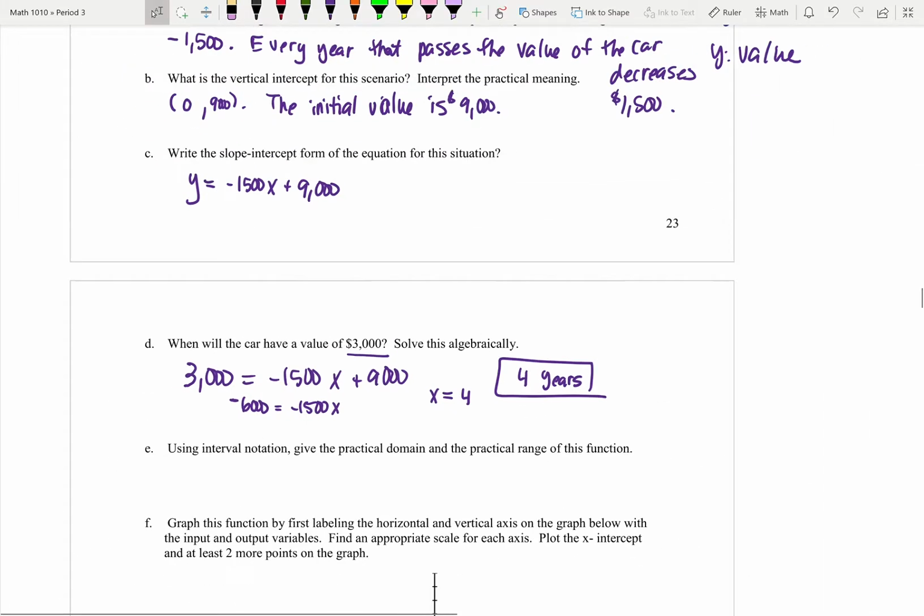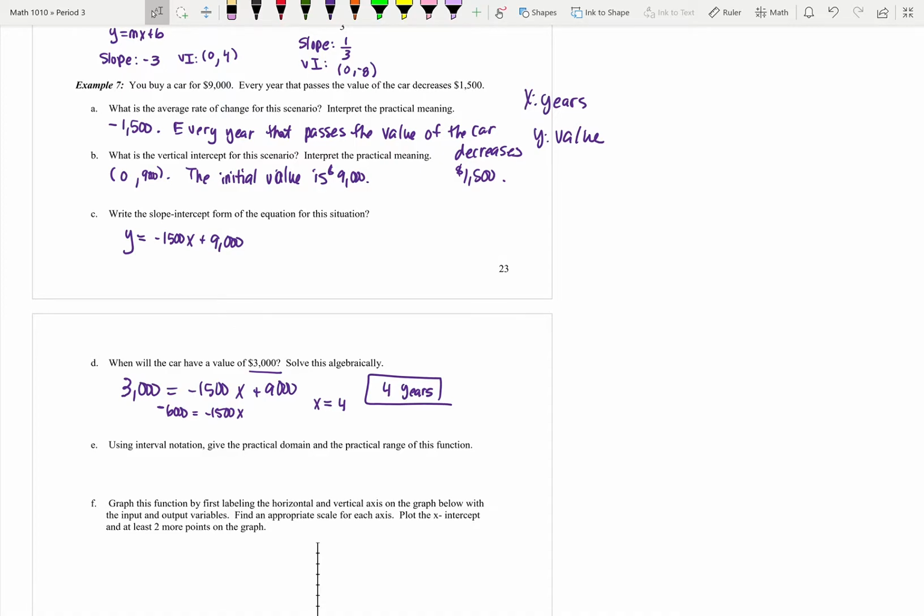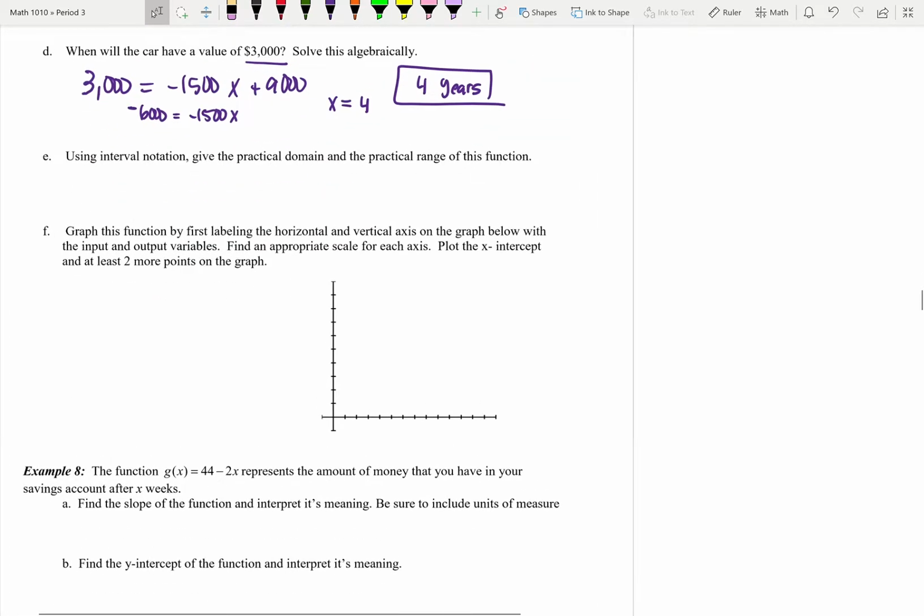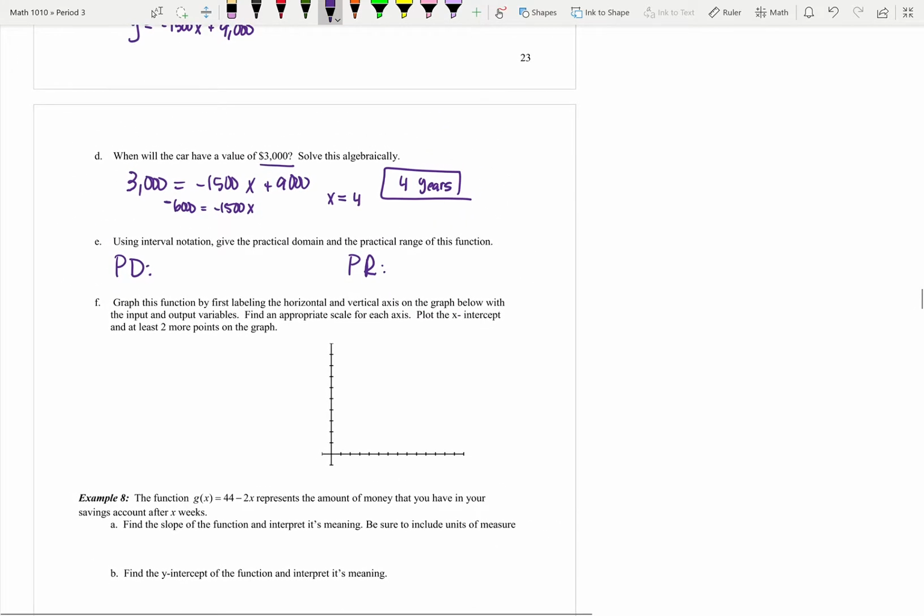So practical domain is going to be, domain is X and practical range. Okay, everybody go practical domain, practical range. The range is the value. $0. What's the biggest it could be? $9,000. Okay, domain is years. What's the smallest amount of years? 0.